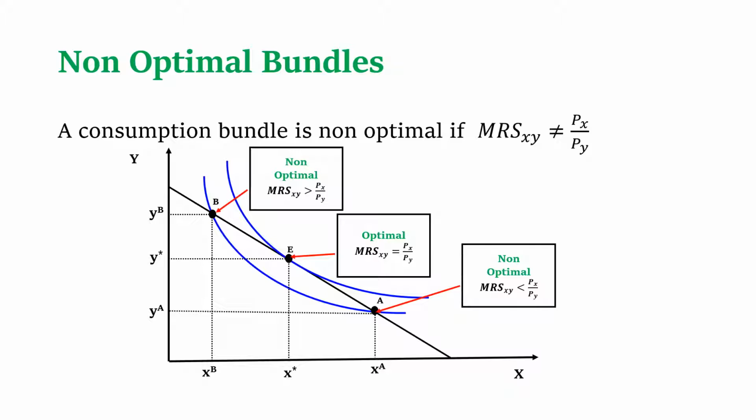Now we notice that at point A, the consumer is on a lower indifference curve, and likewise at point B, the consumer is on a lower indifference curve. So the consumer prefers to be on the higher indifference curve, which is tangential to the budget line, because it gets more utility when it's on the second indifference curve.